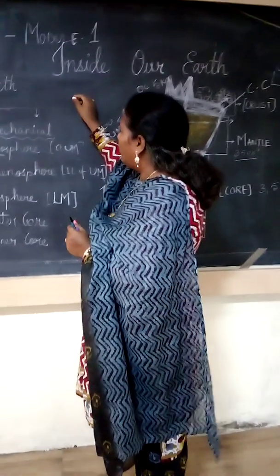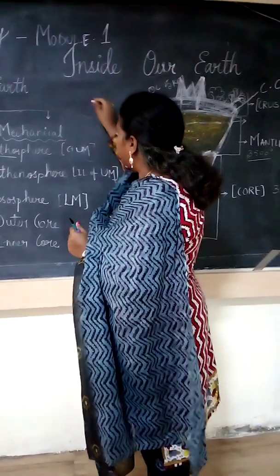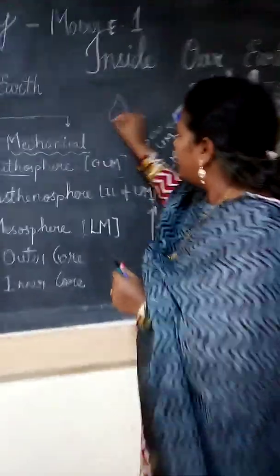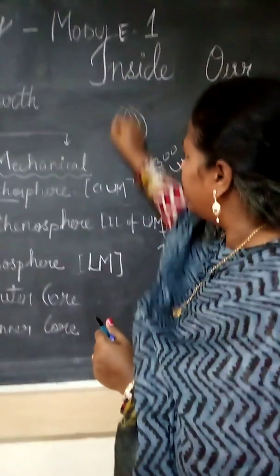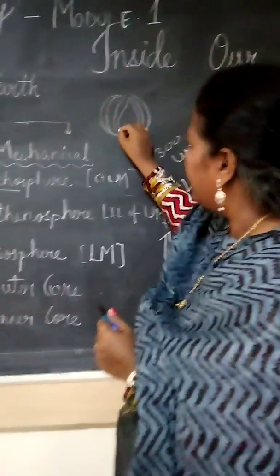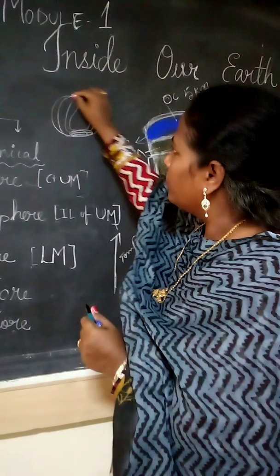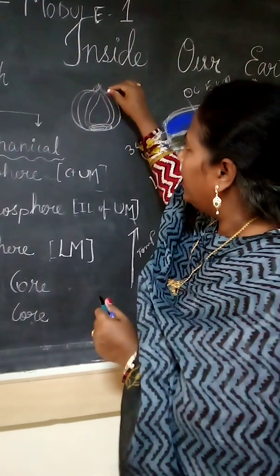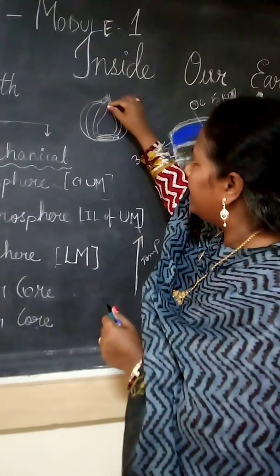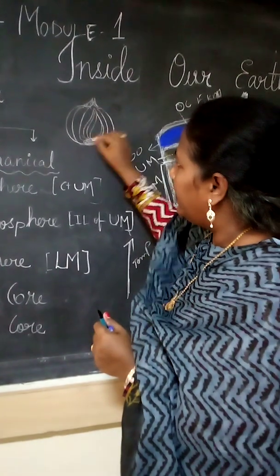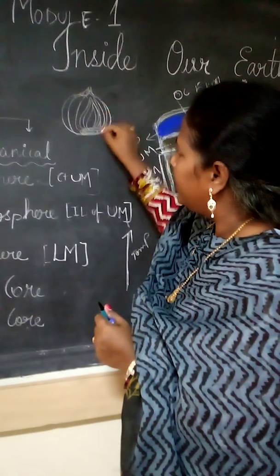So here if you take an onion, we can see the layers. Layers, layers, layers we can see like this in the onion. Today you cut the onion and see how these layers form. Like this, the earth also has layers.